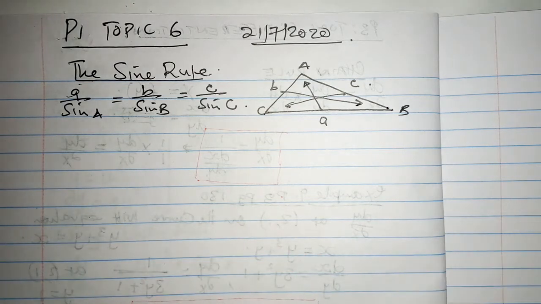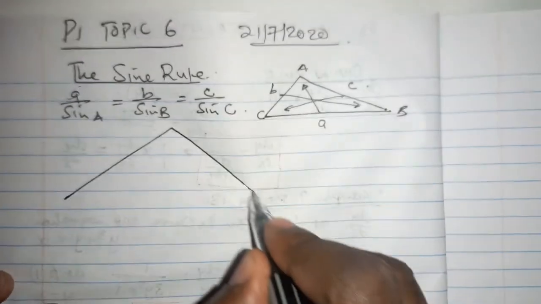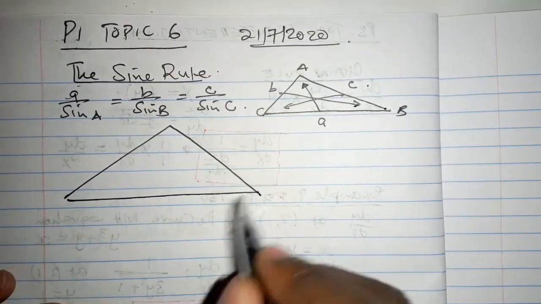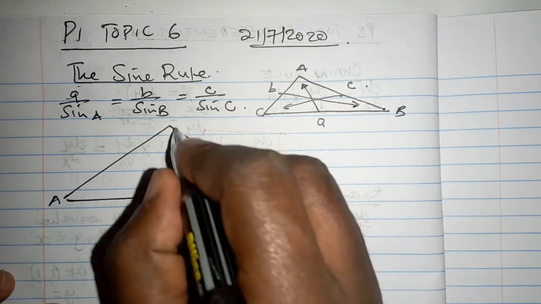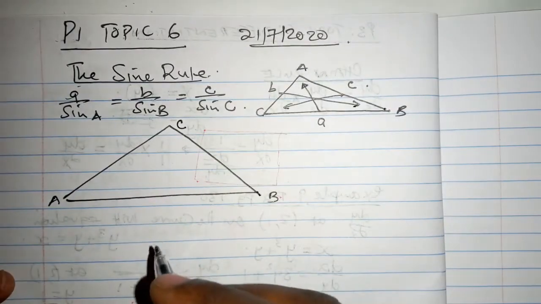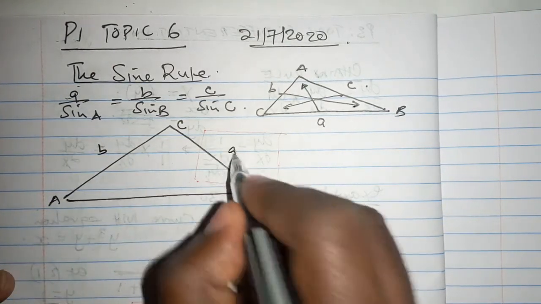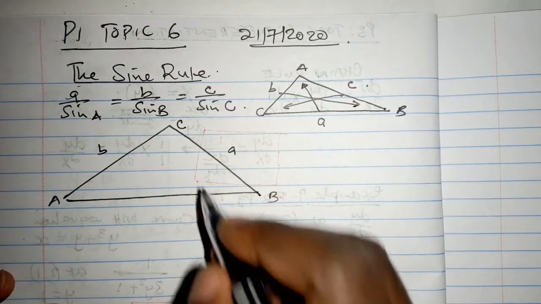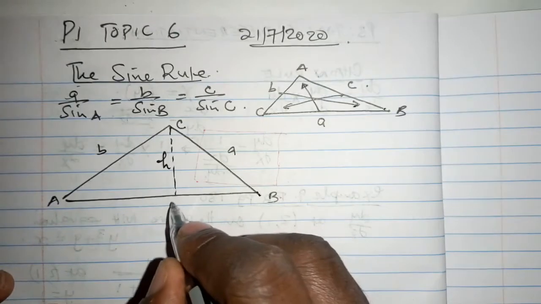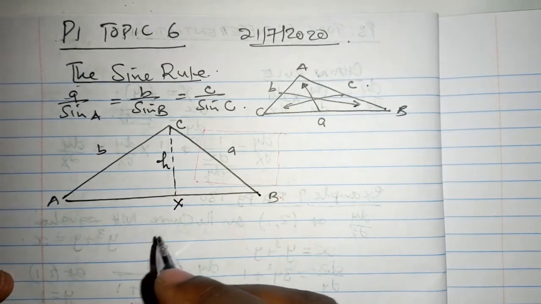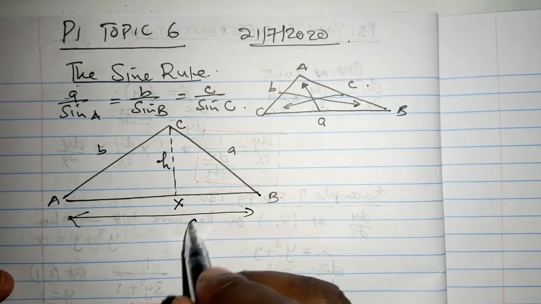And assuming that we are having a big triangle that looks like that, and this is vertex A, this is vertex B, this is vertex C, and of course it goes without saying this is a, this is b, and we have a perpendicular height which is h, and this is X, and the whole of this side is c.